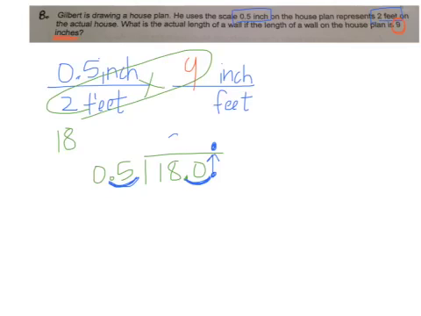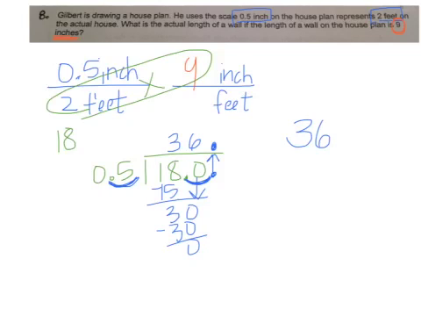5 can go into 18 3 times. 3 times 5 is 15. You subtract, you get 3 leftovers. Bring the 0 down. 5 times 6 is 30. That matches perfectly. So now I know that the missing number of feet, the actual wall in the house, would be 36 feet long.